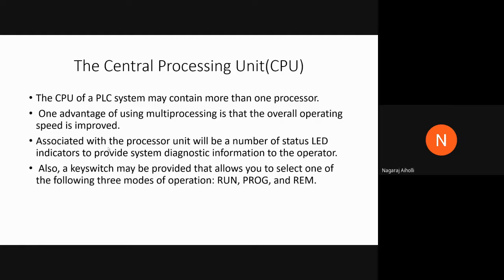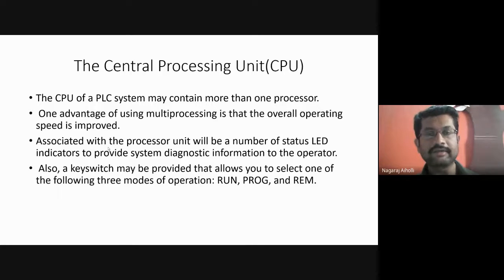Then later on, I also explained that if there are more than one processors in a single PLC, that will increase the speed of operation. I have given the example of quad processors in your cell phones, octa processors in your laptops, wherein if more than one processor is used, then the speed of the operation will be enhanced, it will be increased.